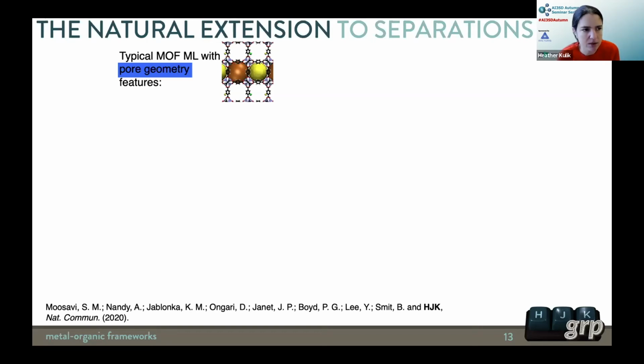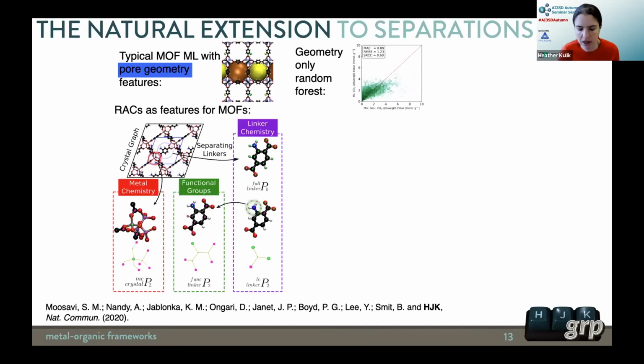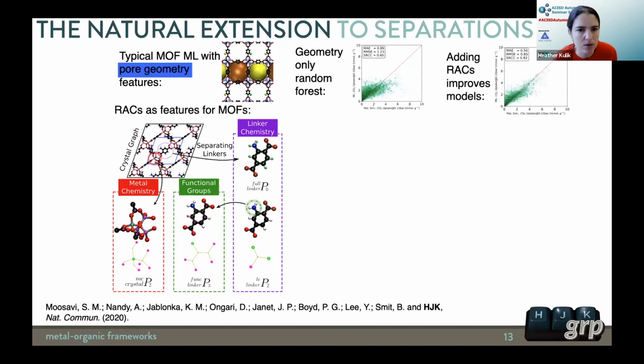And so because gas separations is really the primary application of these types of materials, when we first got into this, most of the time people were trying to machine learn the properties of the materials. They focused on the characteristics of the pore geometry. And so we were interested to know if we could extend RACs and apply RACs to this machine learning and metal organic frameworks. And so what we did was we took advantage of the way MOF scientists think about MOFs. And in particular, they think about the metal SBU, functional groups, and linker chemistry. And so we broke our MOF into those 3 domains and computed RACs over each of those 3 domains, and then added them to the pore geometry features people typically use. And the result was that we improved the machine learning models for things like CO2 uptake.